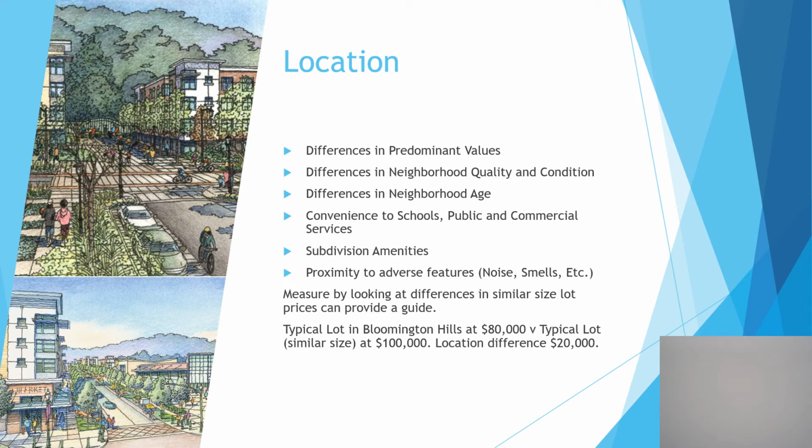Using this example, Bloomington Hills is an area that is an older established neighborhood that does not have concrete curb, gutter, sidewalks and streetlights. You can go a fairly short distance to a newer area where these subdivision amenities are better, and you will find on average a $20,000 difference in the lot prices, which is solely due to the difference in location, which is attributed to the difference in the subdivision amenities or improvements.